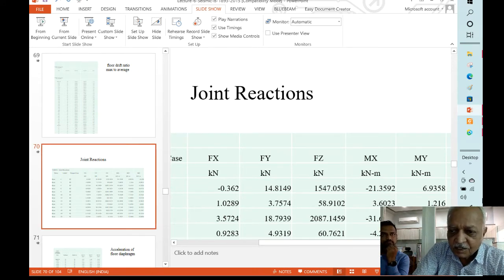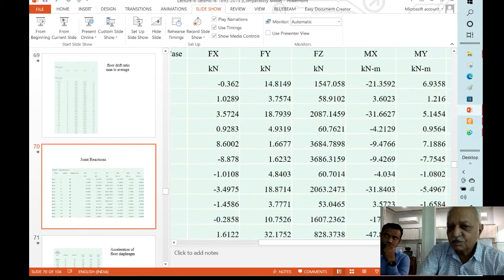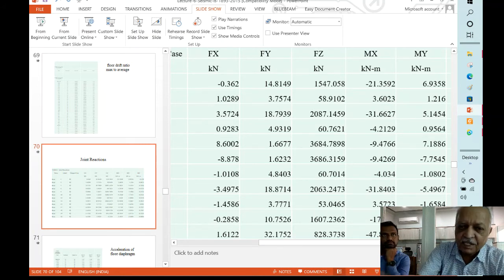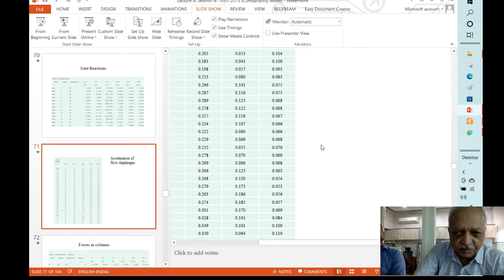Then you are getting the joint reactions, which anyway you use for designing the foundations. Sometimes you can use these joint reactions for other purpose also, as a rough check how much load you have applied and so on and so forth, whether any gross mistake has occurred anywhere. So that information can be gathered from this table of the joint reactions and so on.